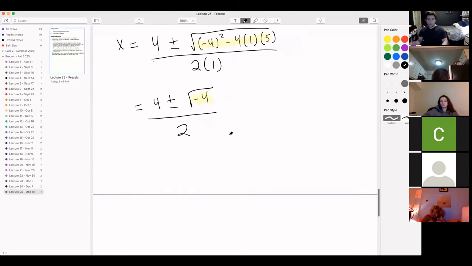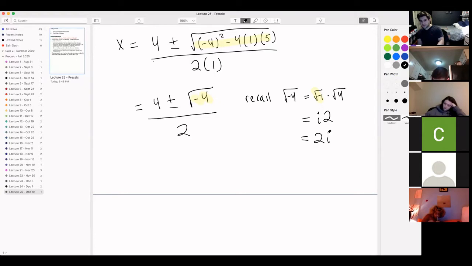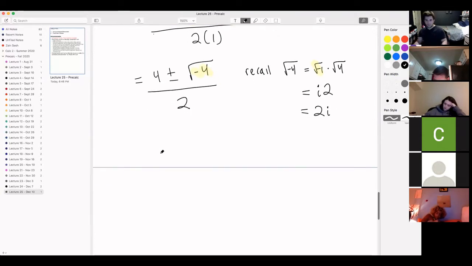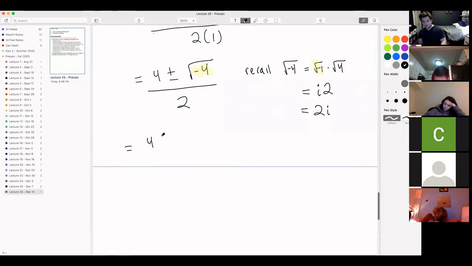Good. Now, we need to remember that when you take the square root of negative numbers, out will come i. So we need to remember complex numbers. Quickly recall, the square root of negative 4 is equal to the square root of negative 1 times the square root of 4. We gave a name to the square root of negative 1, and that's i, and the square root of 4 is 2. Usually you write the number first, so this is 2i. Good. So let's keep going. So this is 4 plus or minus 2i, divided by 2.